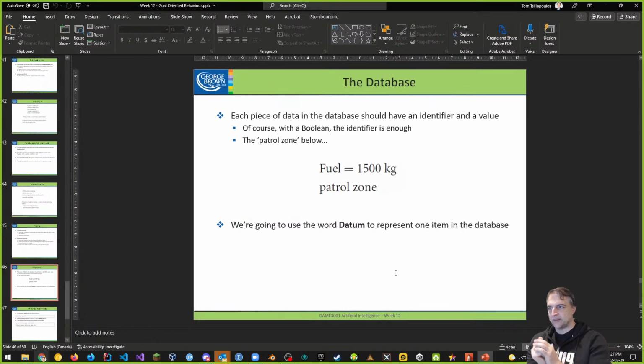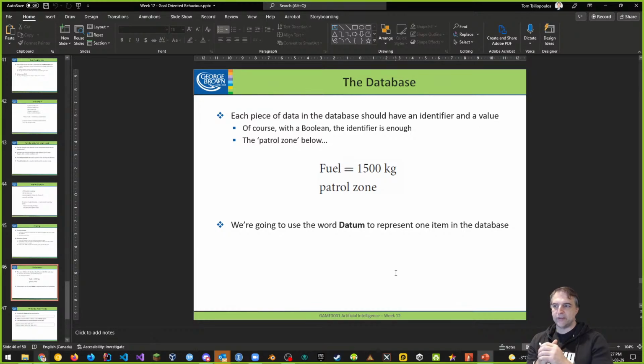Let's talk about the database a little bit. So each piece of data in the database should have an identifier and a value. And a Boolean could be the value, right? Some kind of Boolean, true, false. And here is an example. My fuel is equal to 1,500 kilograms, and my patrol zone, that's the Boolean. I'm in the patrol zone, true or not. I'm in the patrol zone, right?